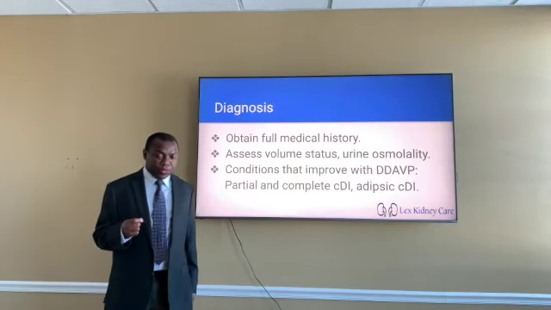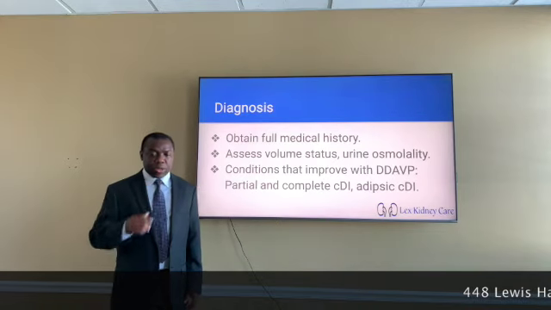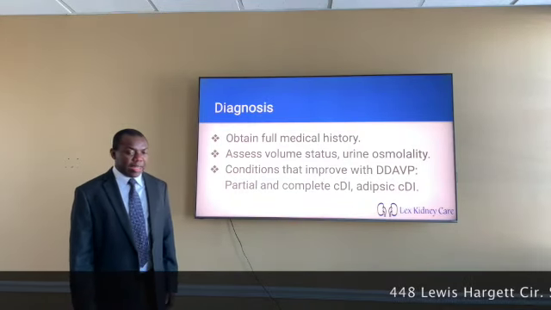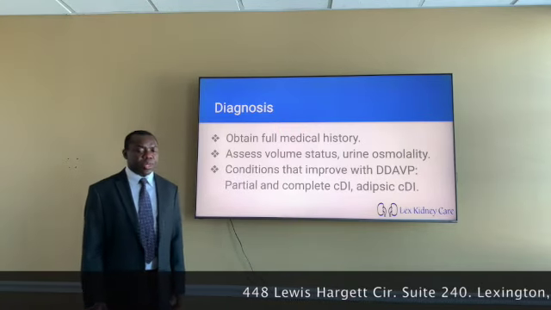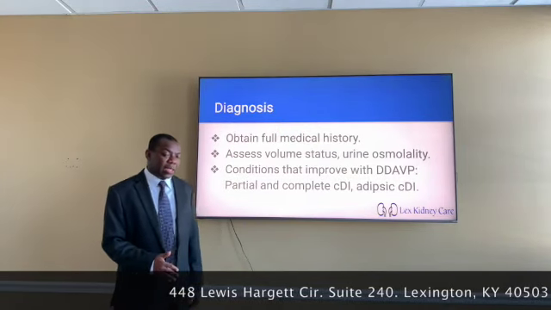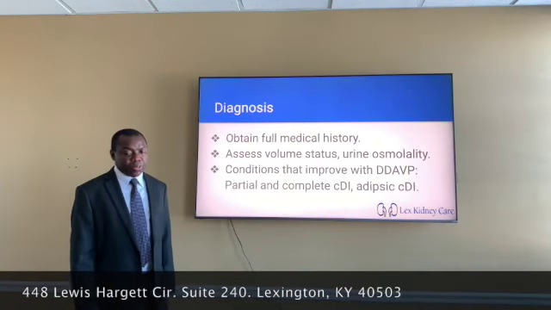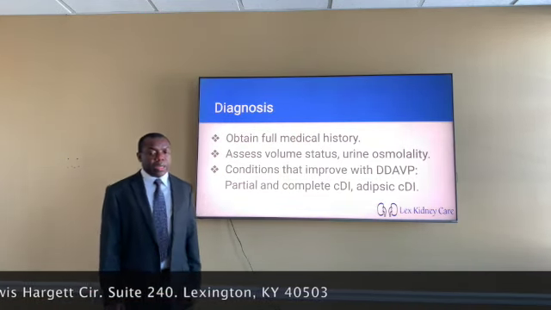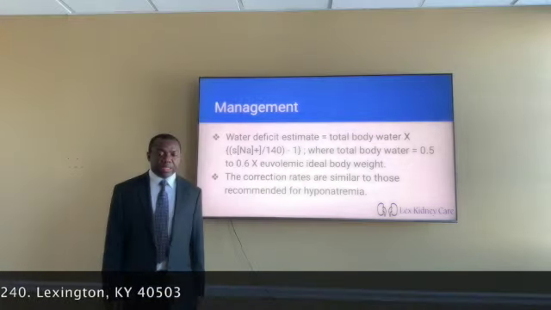And once you get your full history, you assess volume status, you check urine osmolality, and then conditions that would improve with DDAVP, where you have either partial or complete diabetes insipidus, or adipsic diabetes insipidus as well.